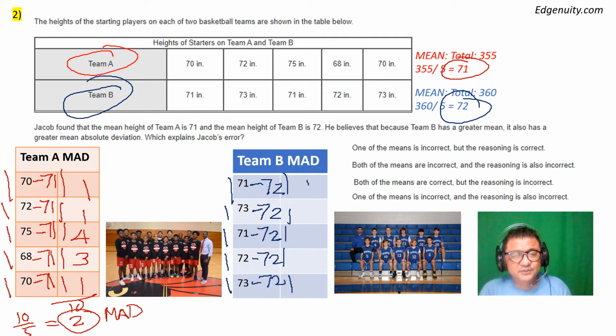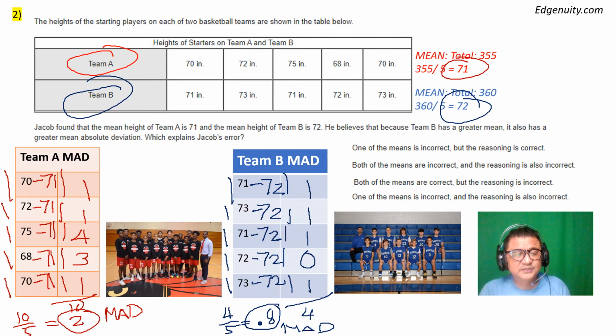72 minus 71 is 1. 73 minus 72 is 1. 72 minus 71 is 1. 72 minus 72 is 0. 73 minus 72 is 1. Our total would be 4, right? So to get the average, of course, 4 divided by 5, you will get 0.8. Okay, so that's the MAD.